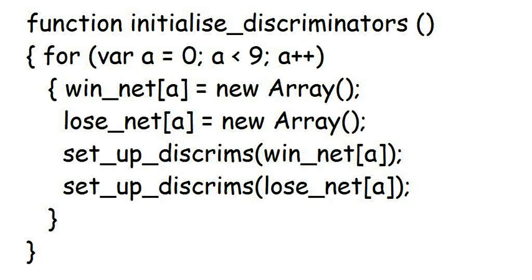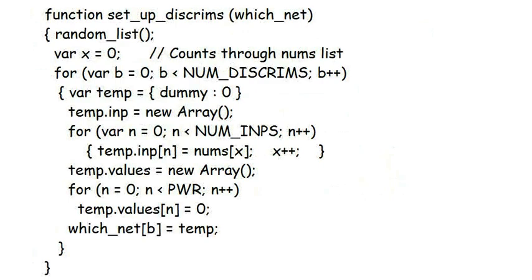setUpDiscrims creates a set of discriminators for one board position for either the winning wizard or the losing one. InitializeDiscriminators goes through all 9 board positions and calls setUpDiscrims for each position, once for the winning net and once for the losing net. Here's function setUpDiscrims. The first thing it does is to arrange the numbers 0 to 17 in a random order in array nums. I won't go over how function randomList works, as it's already been explained to death in the previous 2 projects. Suffice it to say that you can read through the values in nums in order to get the numbers 0 to 17 in a random order.